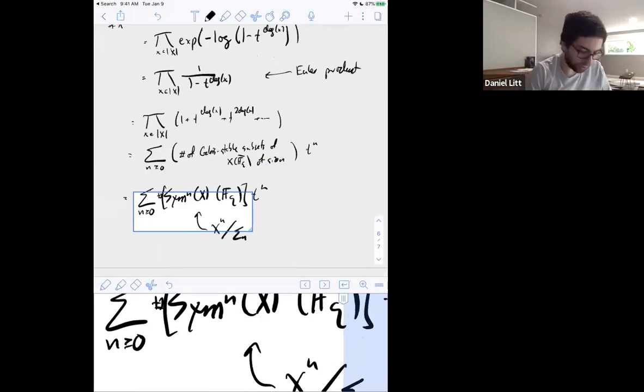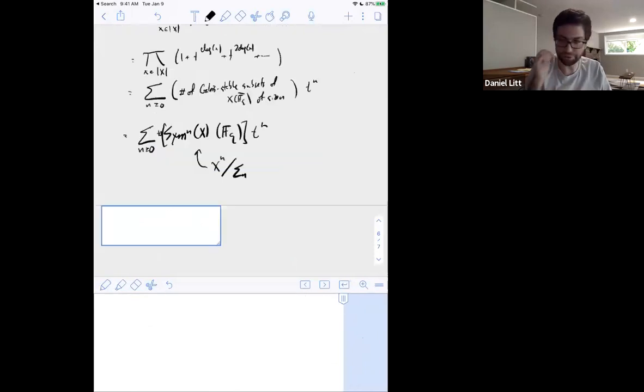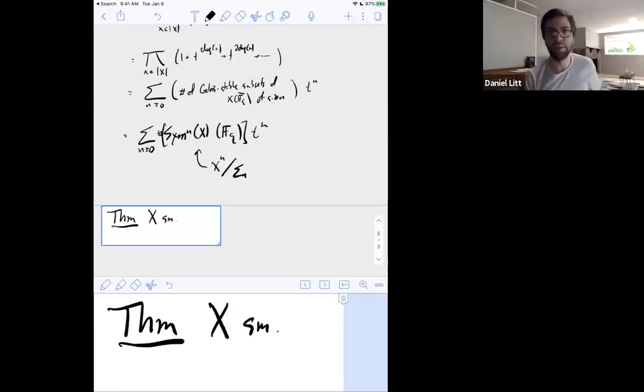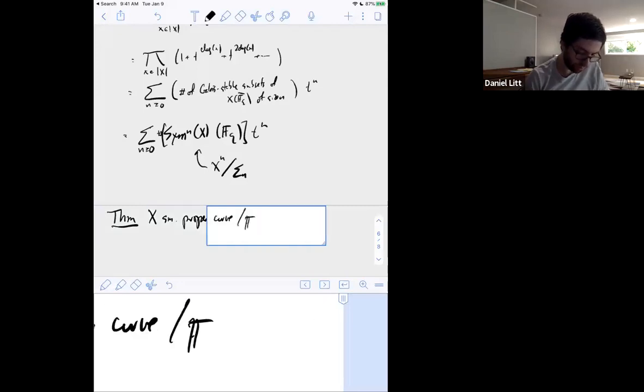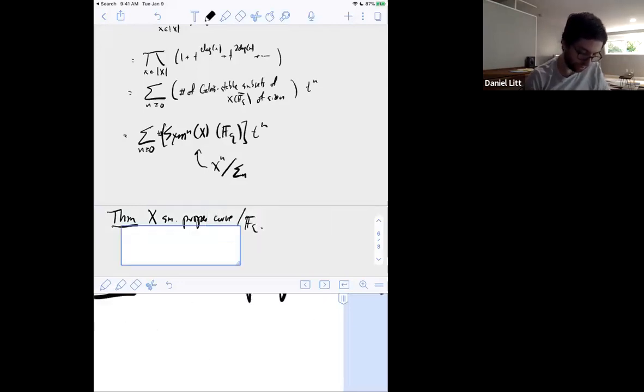So the reason I wanted to write it this way is that we can actually now do a proof of the first Weil conjecture for curves. So theorem. Suppose X is a smooth proper curve over F_q. Then here's the theorem. The zeta function of X is rational.